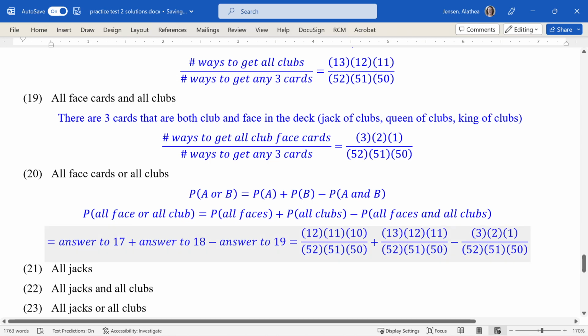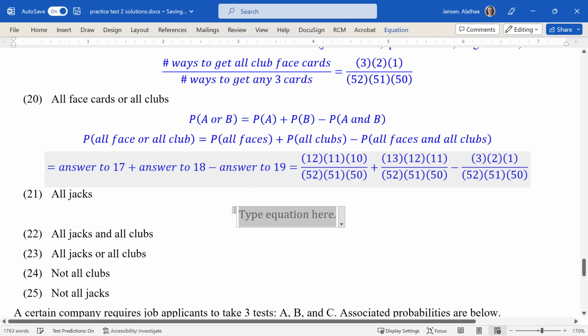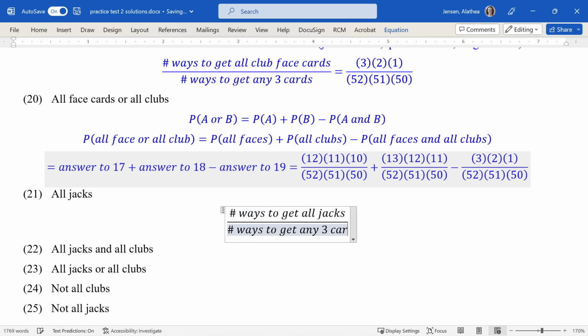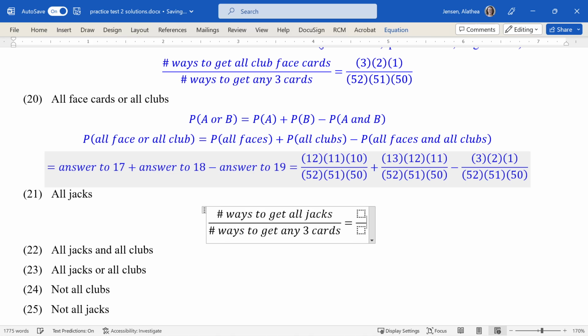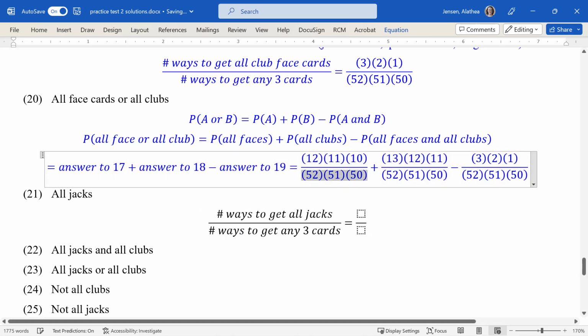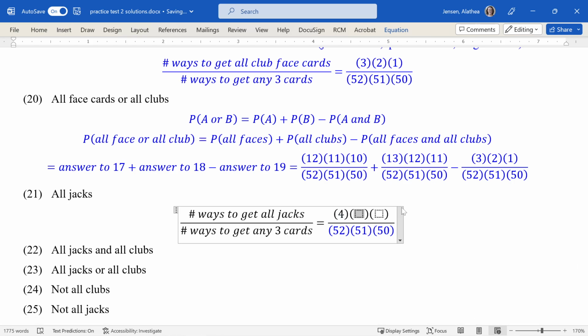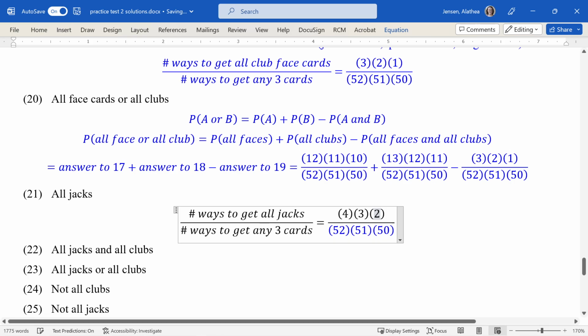Okay, 21 is all jacks. So I'm going to start back with number of ways to get all jacks over number of ways to get any three cards. My bottom here, same as I've done throughout the problem, is these three numbers, and for my top, I have to think about how many options I have for jacks. There are 4 jacks in the deck, and after taking one out there will be 3, and then after that, there'll be 2. So that is that question, not too complicated.